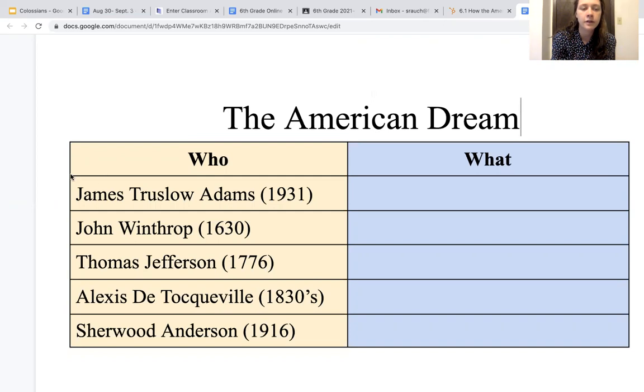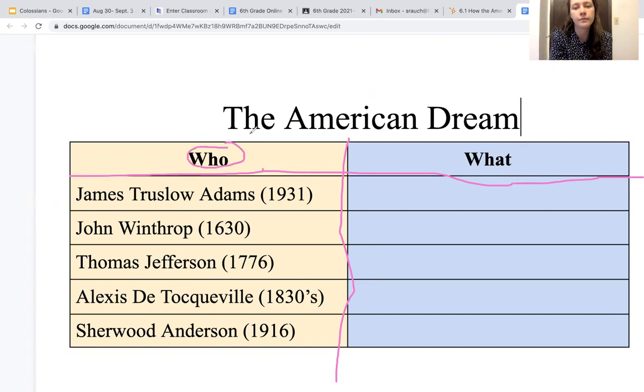And after you've written the American Dream, pause this if you need more time. You're going to draw a line. Mine is in pink. Okay, your line should be a little straighter, hopefully. And then another line. This is called a T chart because it looks like a giant T. And then on this side of the T chart, I would like you to write who. And on this side of the T chart, I would like you to write what.